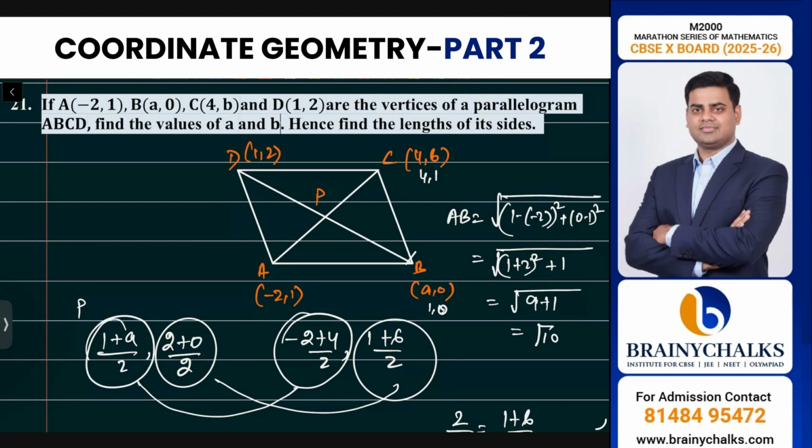Fine. So AB is root 10, so CD is also root 10. Opposite sides are equal. Find BC. What can we write? (1 minus 4) the whole square plus (0 minus 1) the whole square. So it will be (minus 3) the whole square plus 1. That is also root 10. That also comes to root 10.